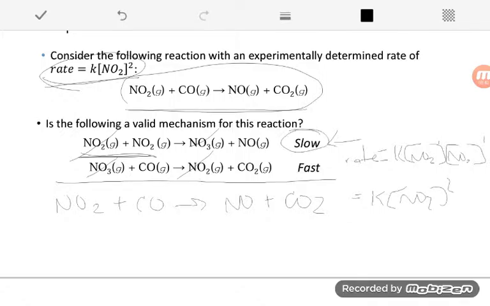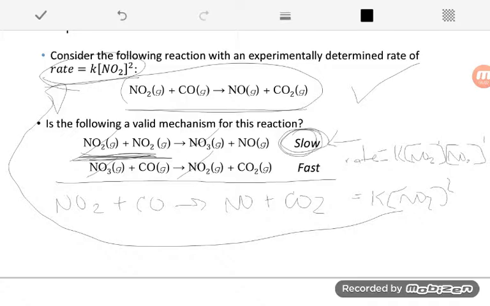And we looked at this step because it's the slow step. So after we write that, just looking at these reactant molecules, we ignore the product molecules, we go back and compare it and say, look, it agrees. The rate k times NO2 squared is what we predicted, and it's also what we got experimentally. So this would be a valid mechanism. That's the kind of problem we're going to do with these.